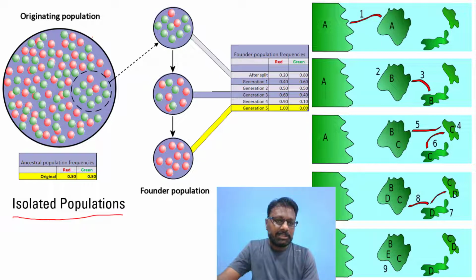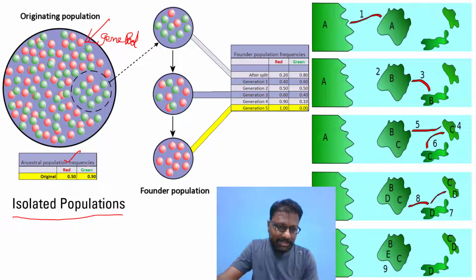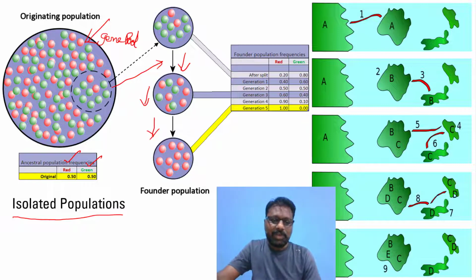So when we talk about genetic drift in the case of isolated populations, this is in general considered the original gene pool. Initially, the red alleles and the green alleles have a 50-50 ratio, but if this original population splits into smaller populations by an isolation mechanism, gradually there is a decrease, and purely by chance there is a change in the allelic frequency, where the population consists of only a single type of allele among the two types.